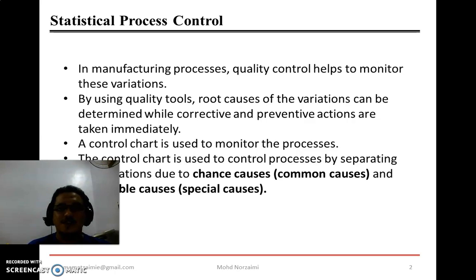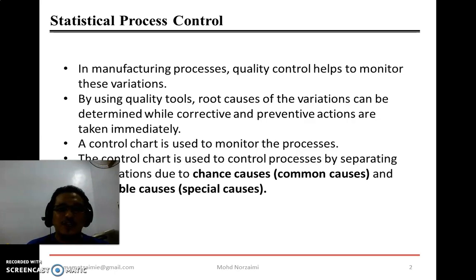In the manufacturing process, quality control has to monitor the process variation. So what is variation? Variation is the variety of the data. If we collect some data, for example, we need 10 mm, we cannot get exactly 10 mm. What we get is 10.1, 10.2, 9.5, 9.7, 9.8. This is what we call variation. By using a quality tool, the root cause of the variation can be determined, while corrective and preventive action are taken immediately. And with the control chart, we use SPC, or in other words, the control chart.